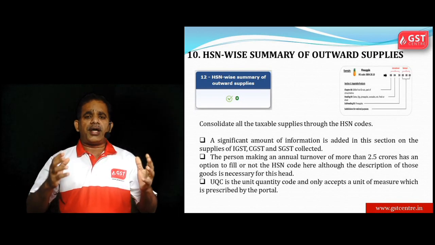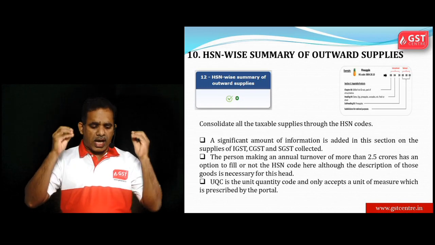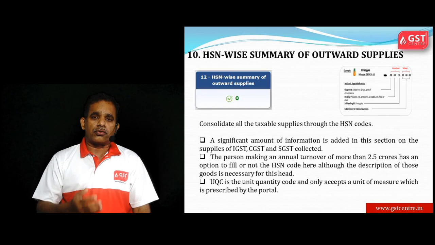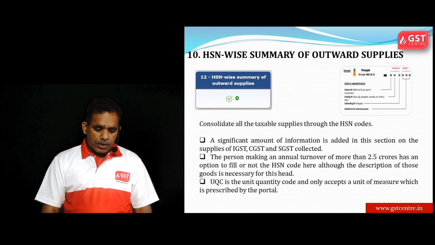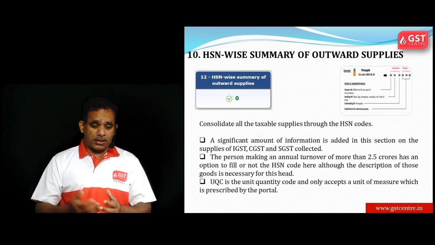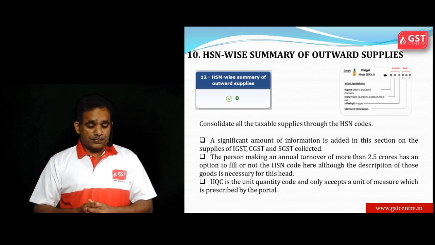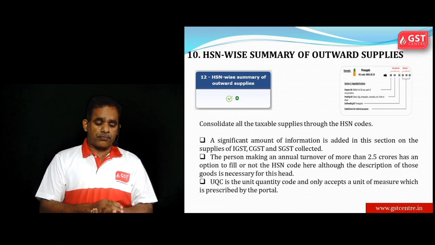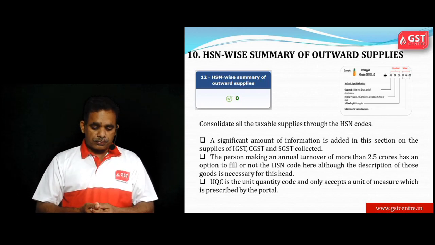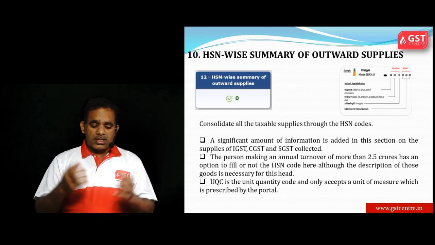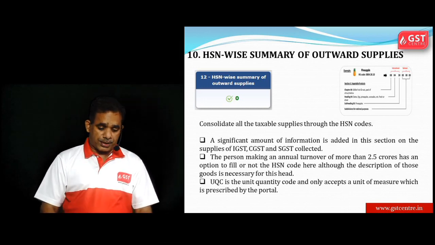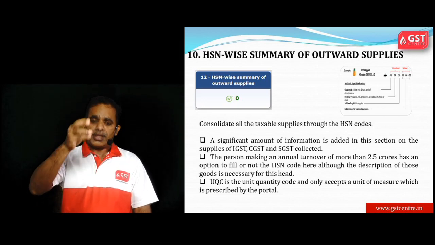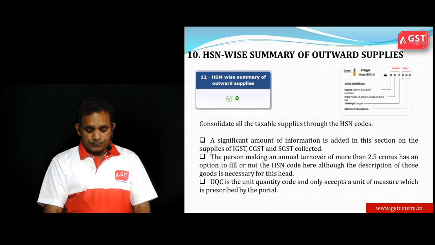You need to provide the HSN, that is the Harmonized System of Nomenclature code, for all goods which you are going to report. Okay, so it will be a little time-consuming task. A person with an annual turnover of more than 2.5 crores has an option to fill or not fill the HSN code here, although the description of goods is necessary. Okay, so UQC, that is Unique Quantity Code, also should be provided.